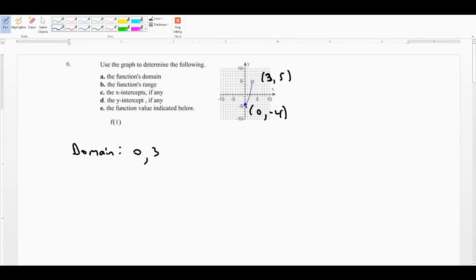Since the (0, -4) is shaded, that means it's included, which means we're going to use a bracket. And since (3, 5) is an open circle, we're going to use a parentheses because it's not included.